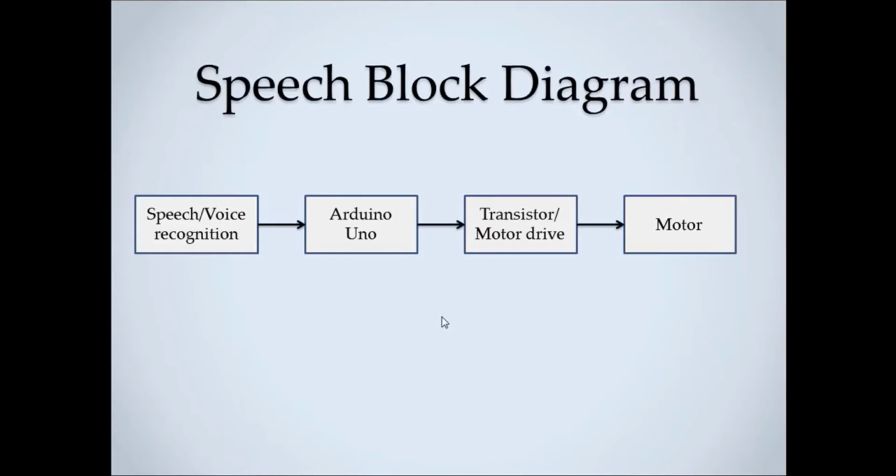This is the speech control robot block diagram. As you can see, there are 4 blocks in the block diagram of the speech controlling robot. The speech module is used to recognize the speech commands of the user to direct the robot. The Arduino is used to control the robot, go right, left.